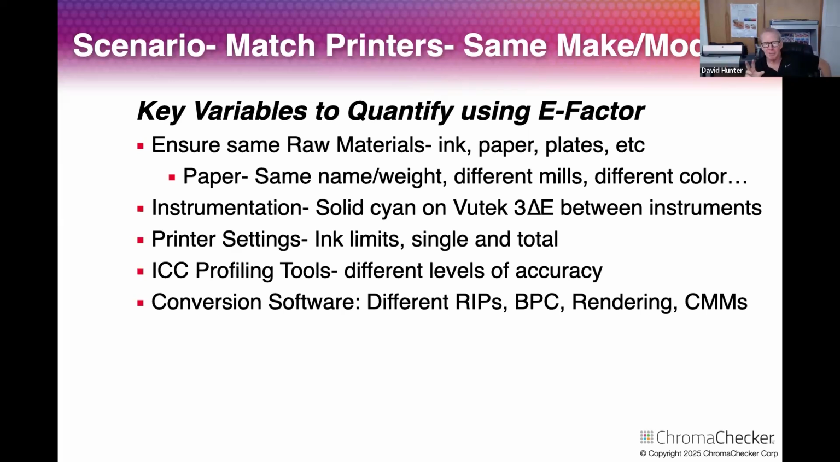The other thing to understand is instrumentation plays into this. So I have a customer who, they were in Chicago, and they were building the profile with one instrument and they were verifying the profile with another instrument. And the two instruments saw the solid cyan on the ViewTech as a 3 delta E of difference. It was the same color patch, but the two instruments saw that solid cyan as 3 delta E different. So if you built a profile with instrument A and then you're verifying it with instrument B, your cyan's off by 3 delta E before you even do anything else. You can't do that. You've got to make sure your instruments are aligned.